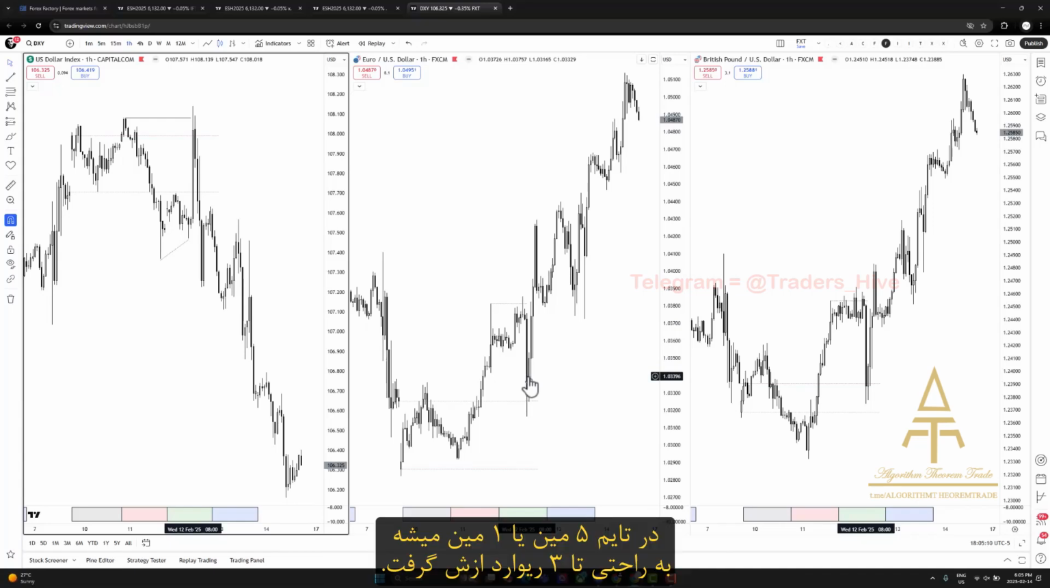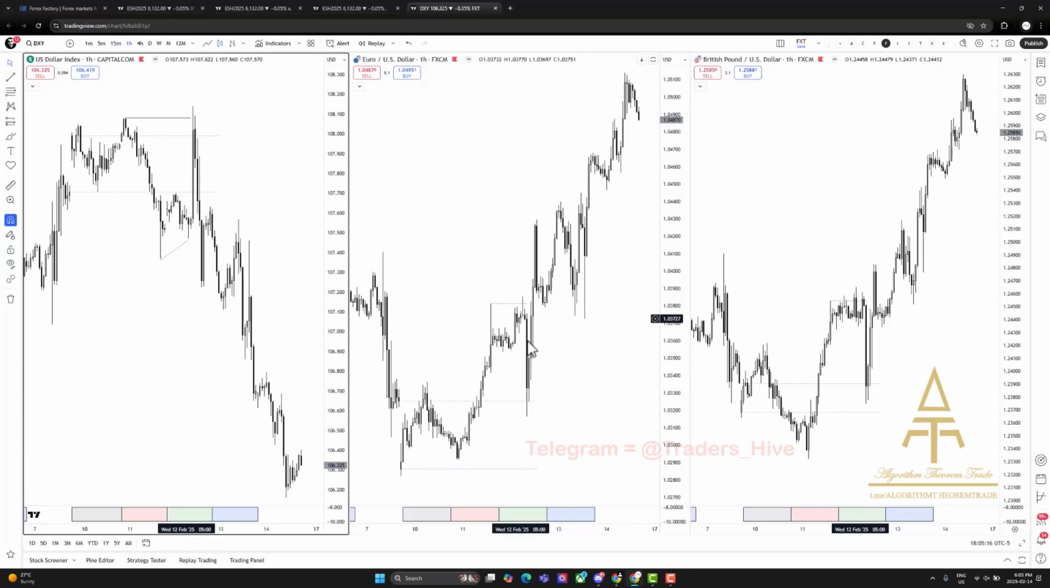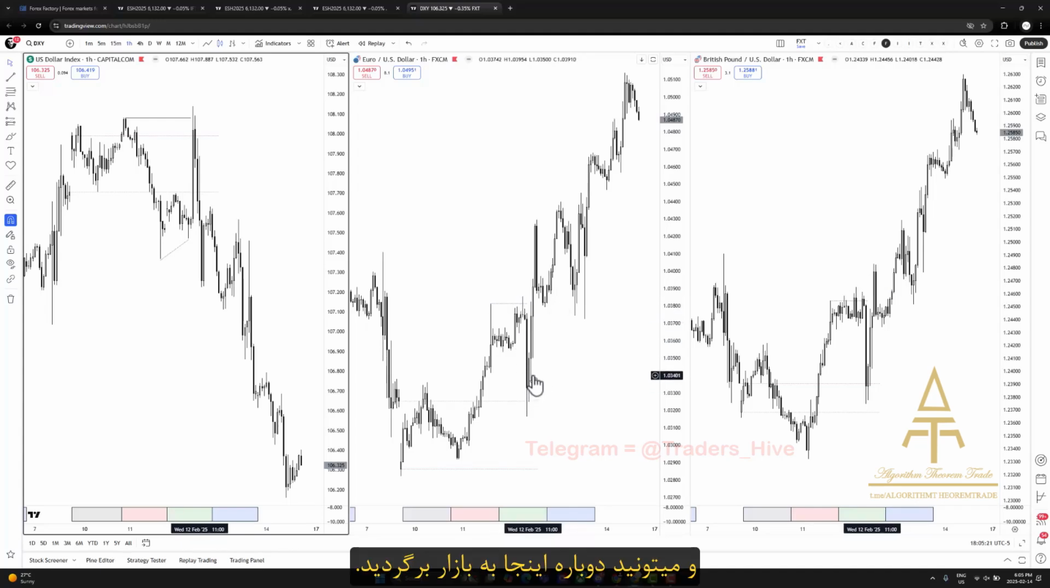This is the 1 hour time frame. You could be trading on the 1 minute or the 5 minute time frame. It's easy to take 3 hours out of this swing right here, right? And then you could get back in here and here again.